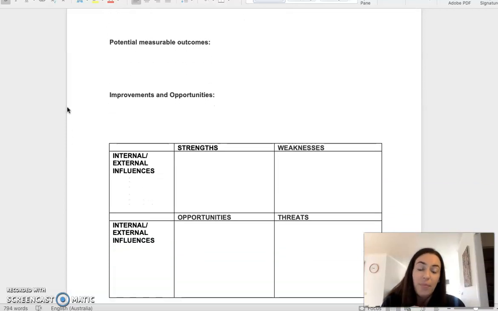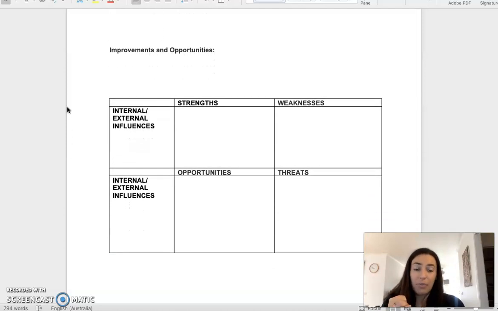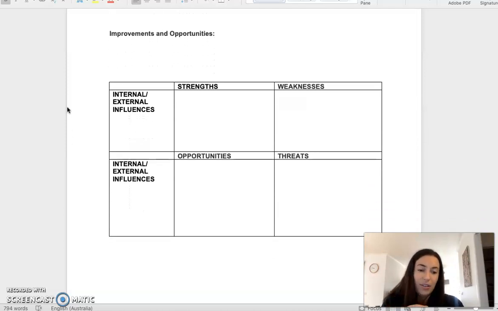Potential measurable outcomes. How will you know if you've succeeded? How will you know if it's been any good? How will you know that that innovation was worth putting all that time and effort and energy into? And obviously improvements and opportunities. So where can you see those improvements and opportunities for greater success or greater use as well? This is your SWOT analysis through here.